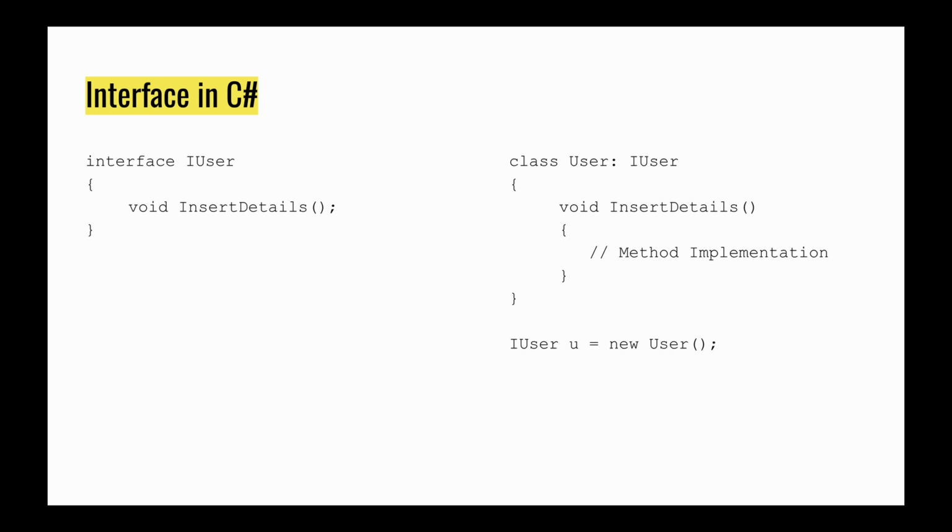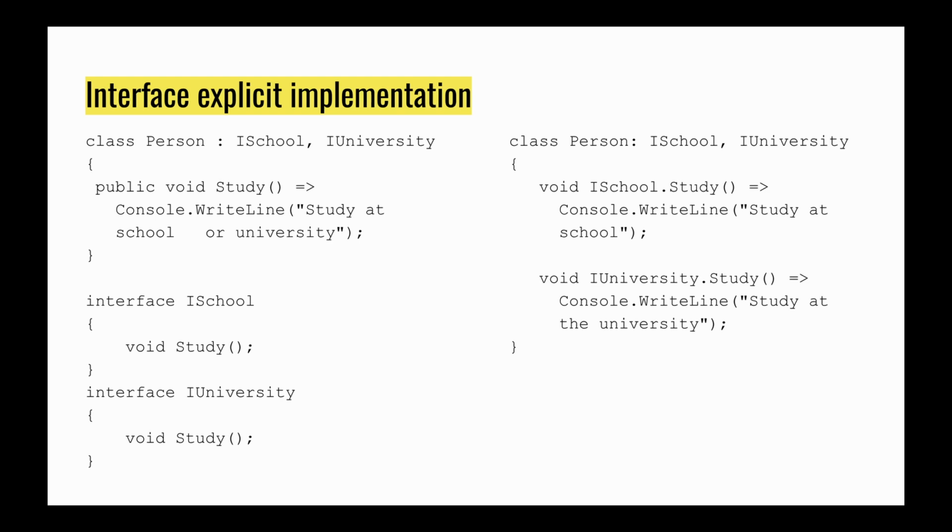To implement an interface in a class or structure, the syntax will be similar to what we have used for classes. Below is an example of an interface implementation in a class. Here we have inherited the interface, IUser, in the class, User, and implemented the defined method of the interface in the class. An interface object cannot be instantiated directly, but it can be instantiated by a class or structure that implements the interface. Below is an example of creating an instance of an interface in the C# programming language.